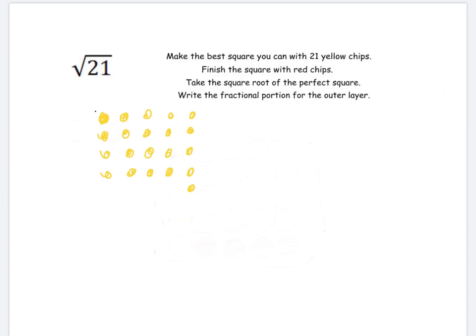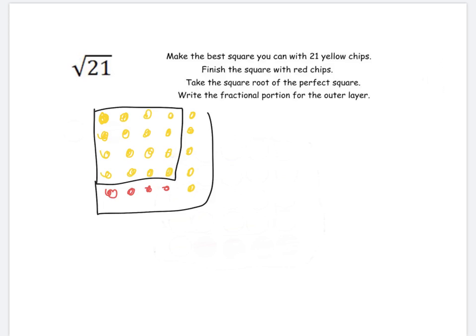So if I identify my perfect square, that's this. And then I need to make an actual perfect square, so I need to fill in the extras with red. So then I actually have a perfect square. So again, I have to take the square root of the perfect square. There's 16 dots in the perfect square. So I have to take the square root of 16, which is 4. So I know that my whole number, my mixed number, is going to be 4.